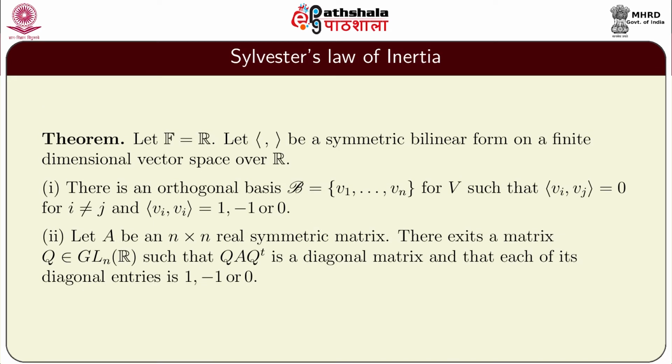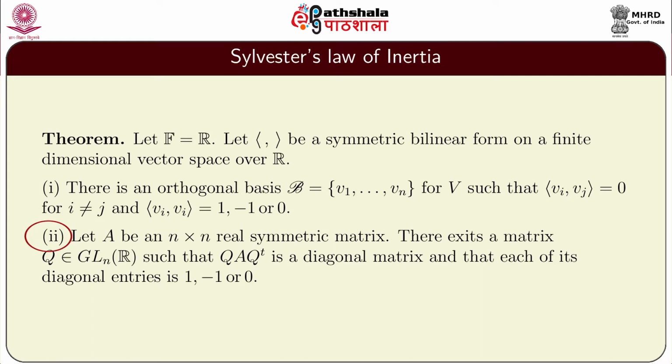Now, a very important theorem. Suppose that F is the real field, V is a finite dimensional vector space over R, and we have a symmetric bilinear form on V. Then part 1 of the statement says that there is an orthogonal basis B consisting of the vectors v1, v2, ..., vn such that the inner product vi, vj is 0 if i is not equal to j, and inner product vi, vi is either 1 or minus 1 or 0.